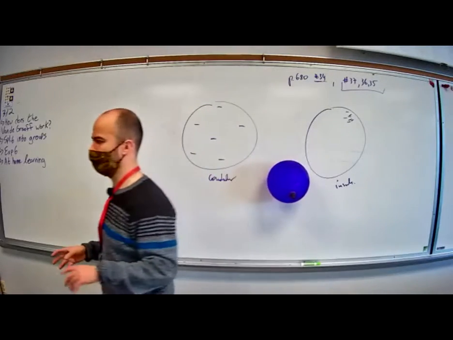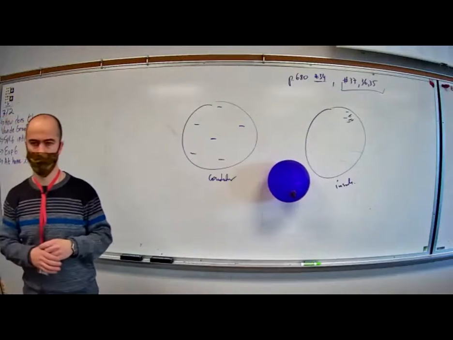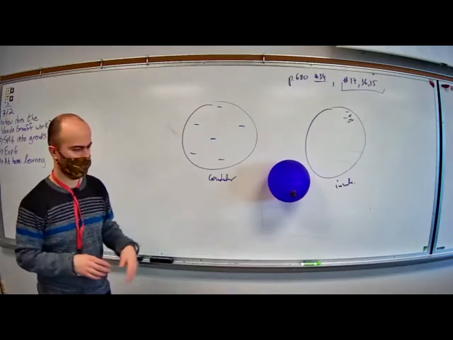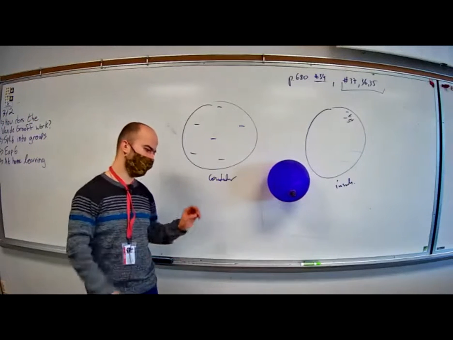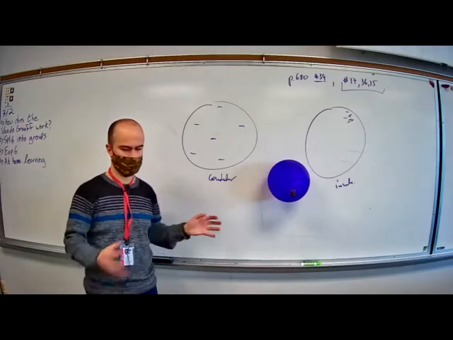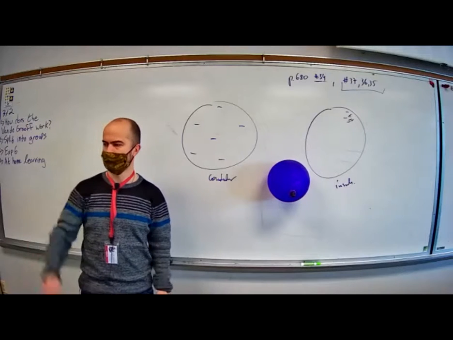The wall is neutral. We know that we started with the wall being neutral. We charge the balloon to a negative value, some negative charge there. So the balloon is negatively charged. The wall is neutral. Why would the two stick?